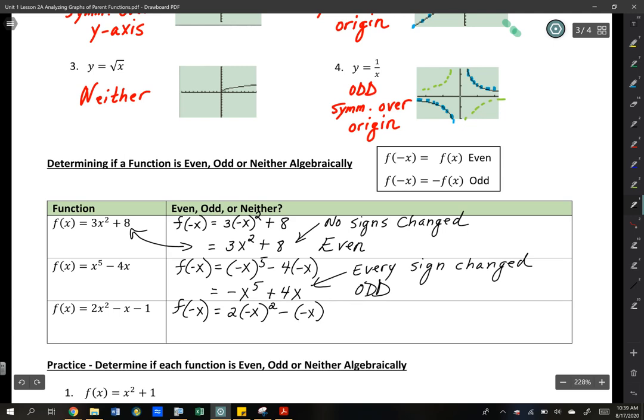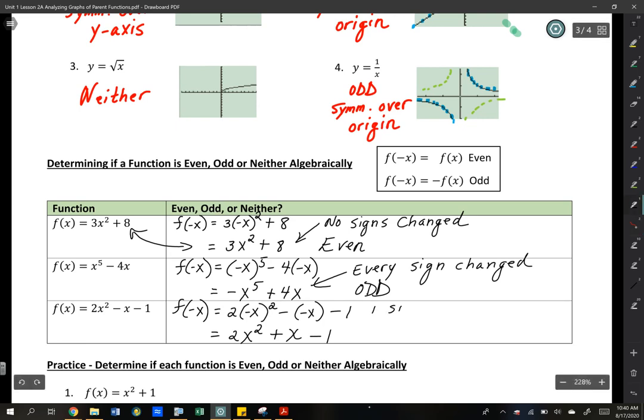Replacing every value of x with negative x, and then we're simplifying. We have negative x squared, that just becomes positive because any number squared is going to be a positive number. Negative times a negative is positive. So this term was positive, it stayed positive. This term was negative, it changed to a positive. So either every sign changes or no sign changes. And so here we've got some signs changing and others did not. So this is a neither.